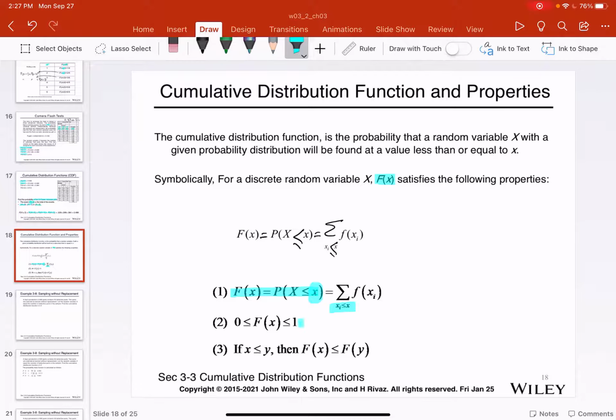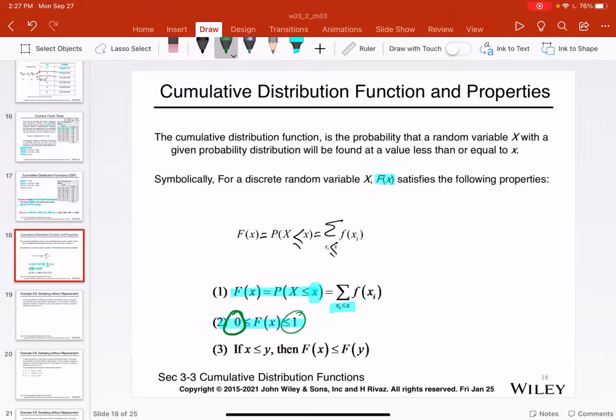Now, F of x is always between 0 and 1, right? When we add probabilities, first of all, because those probabilities are positive, the sum can never be negative, so it's more than 0. And we know that the probability of everything happening is 1, so F of x at the end should be 1. It can't be more than 1.